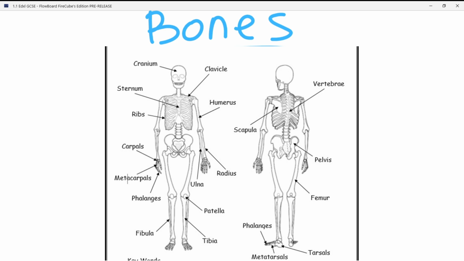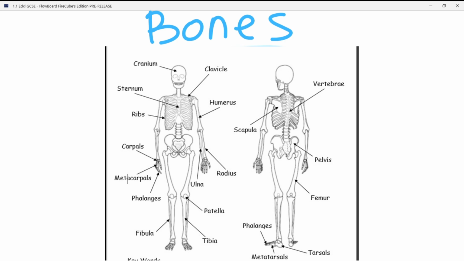Then going to your arm, in your upper arm you have your humerus, which is a long bone. In the lower arm you have both your radius and your ulna, which are both also long bones. Now the way you differentiate between your radius and your ulna is that the radius is the bone that's closer to your thumb, and the ulna is the other bone.